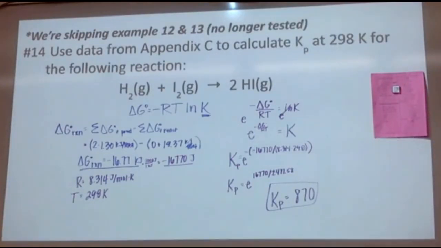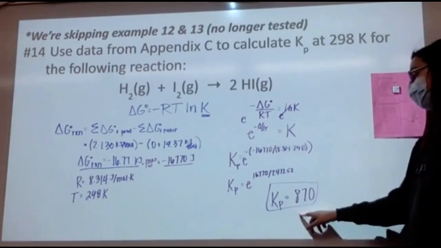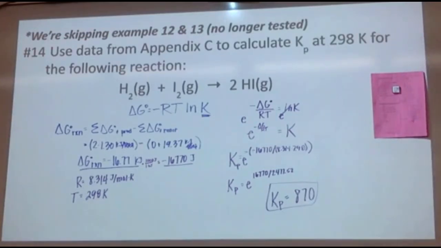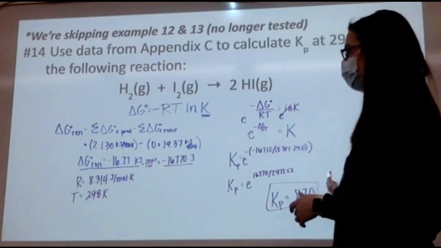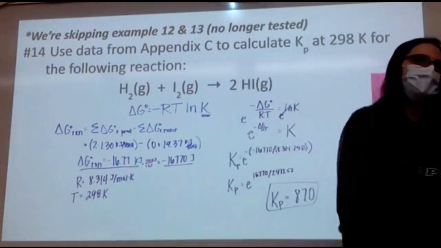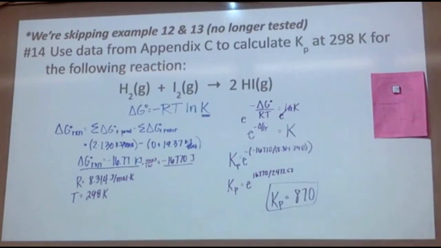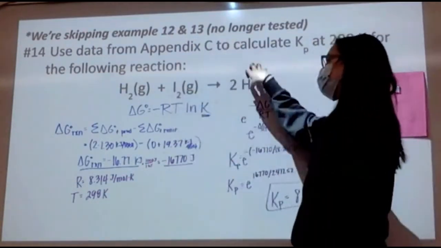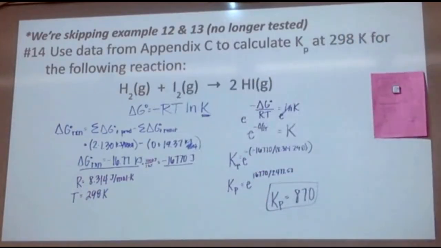This is how, if you have delta G, you can actually solve for K. So a large K means that products are favored. Going back to equilibrium a little bit, a large K means products are favored, which is also true because this is a spontaneous, thermodynamically favorable reaction, which means reactants convert to products. So it allows us to tie back in equilibrium.